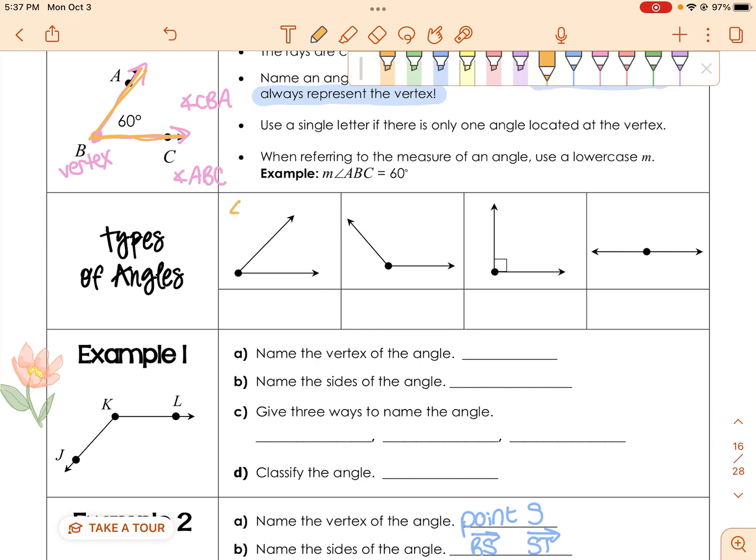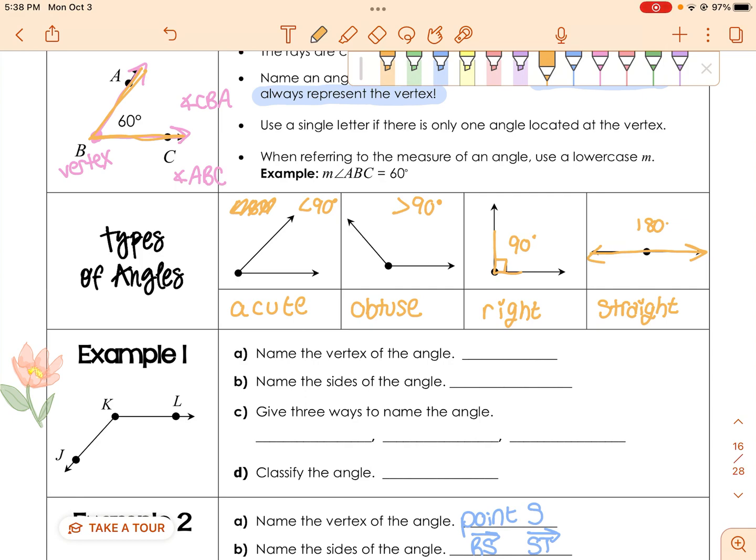So the types of angles, I'm sure you have seen these before. If you have an angle that is measured less than, I'm sorry, not less than 60, less than 90 degrees, we call that an acute angle. An angle that is greater than 90 degrees is called an obtuse angle. An angle that has a corner, exactly 90 degrees, is called a right angle. And an angle that is like a straight line, 180 degrees, we call a straight angle.